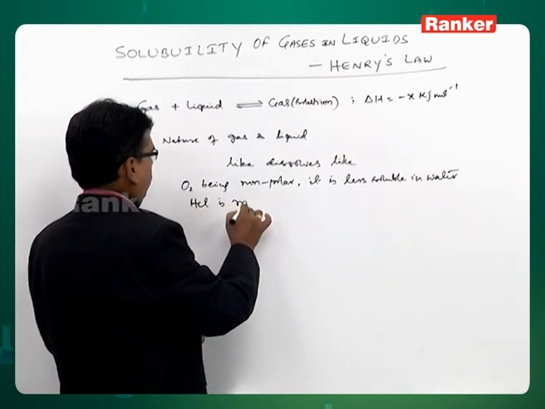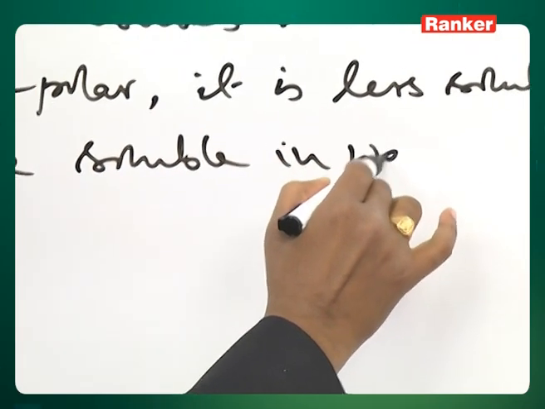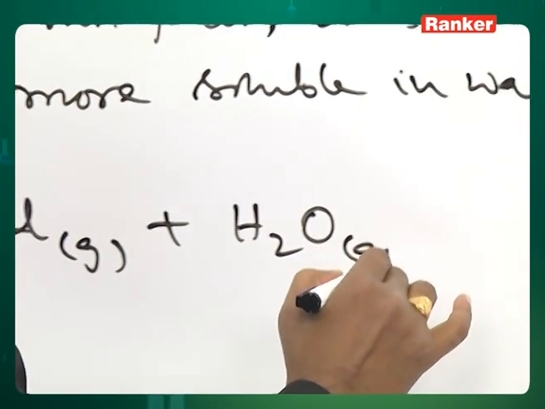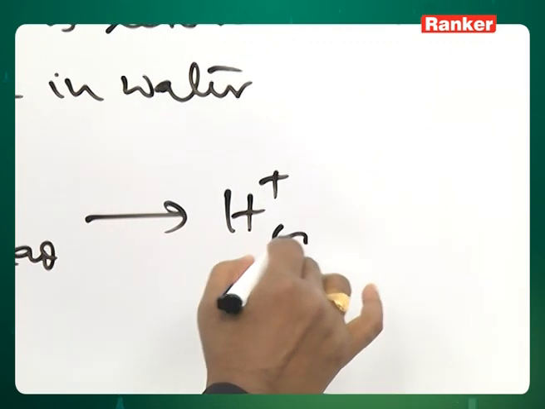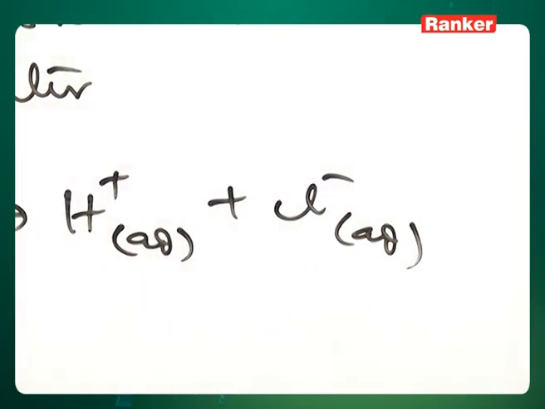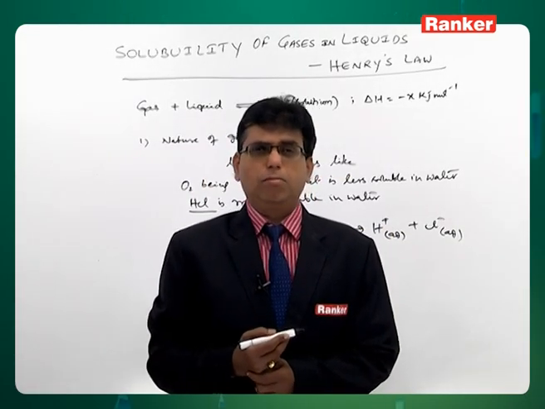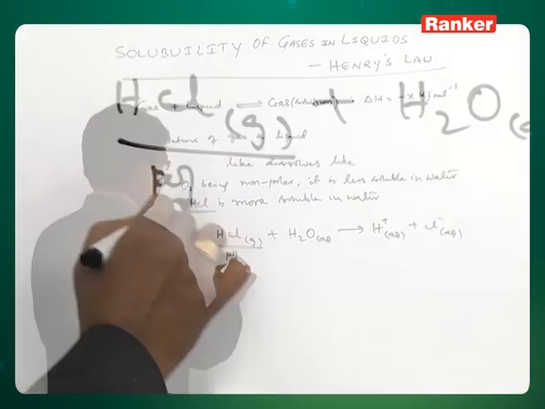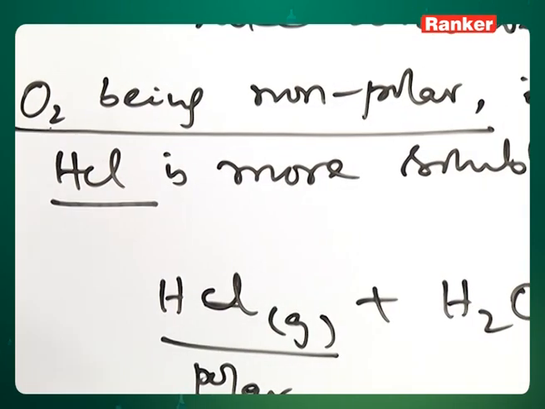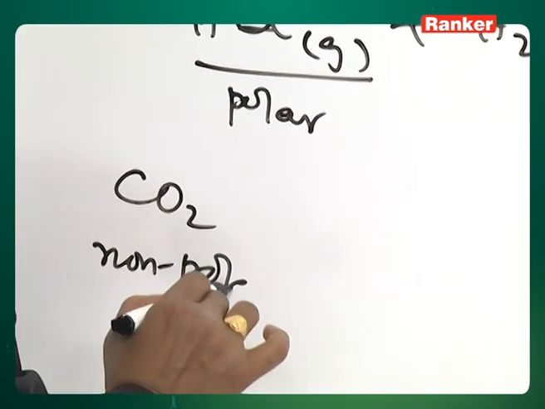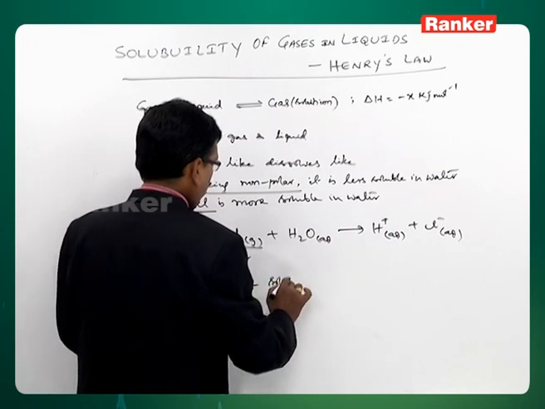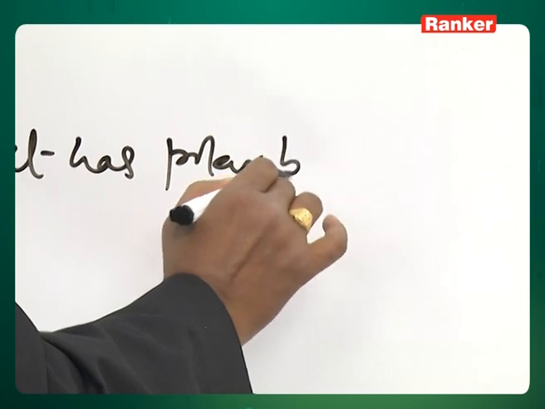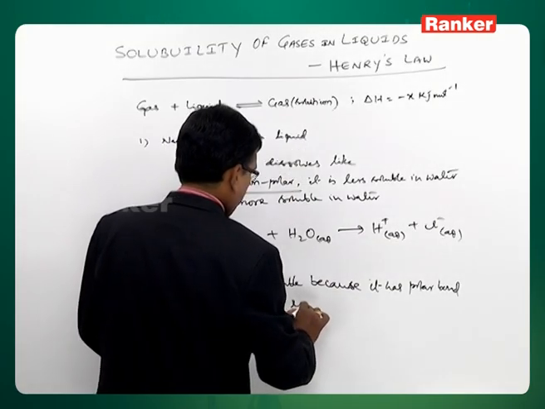HCl is more soluble in water, because HCl gas in water dissolves completely, as you will get the ions. Carbon dioxide is also of course non-polar, but it dissolves, because carbon dioxide will react with water. So, HCl is polar; oxygen is non-polar; carbon dioxide is non-polar, but soluble, because it has polar bonds and reacts with water.